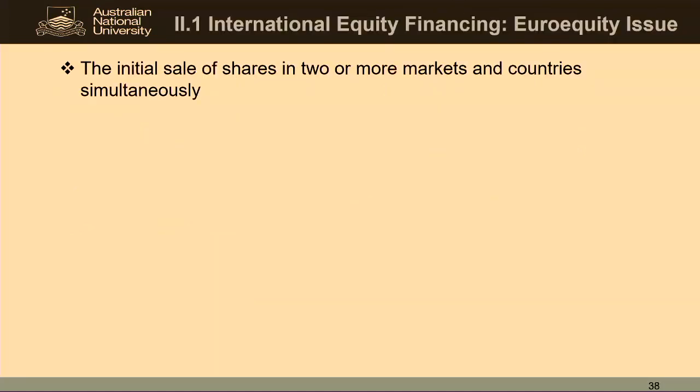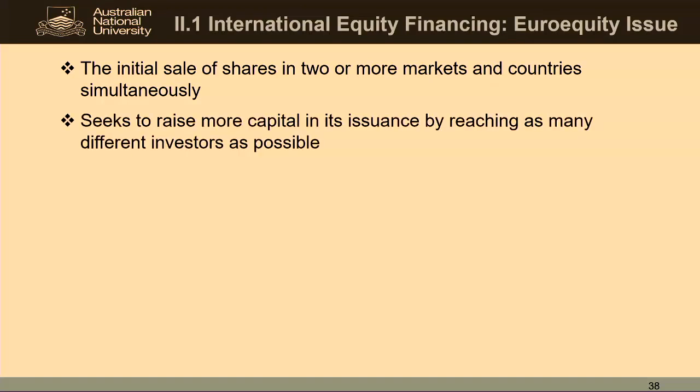Euro equity issue: the initial sale of shares in two or more markets in countries simultaneously. All right, so basically you're doing one IPO, but you're listing them on two or more exchanges. And so why do you want to do this? You want to reach as wide an investor base as possible.